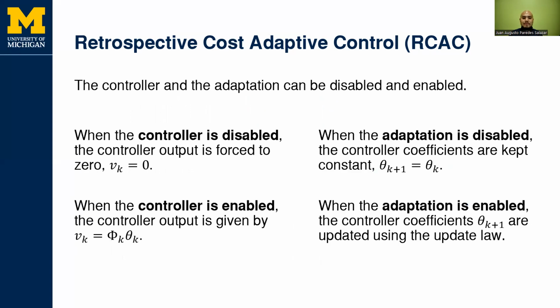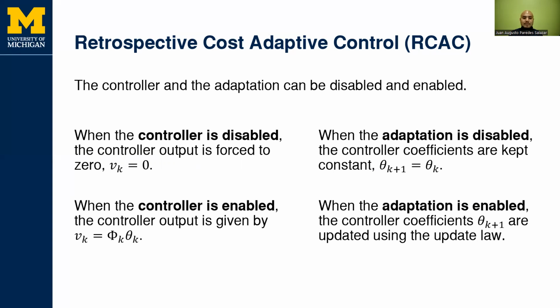Note that the controller and the adaptation can be enabled and disabled. When the controller is disabled, the output of the controller is forced to 0, and while it is enabled, its output is given by the formulas in the previous slides. When adaptation is disabled, the value of theta is kept constant at the last value obtained before it was disabled. Otherwise, theta is calculated as shown in the previous slides.